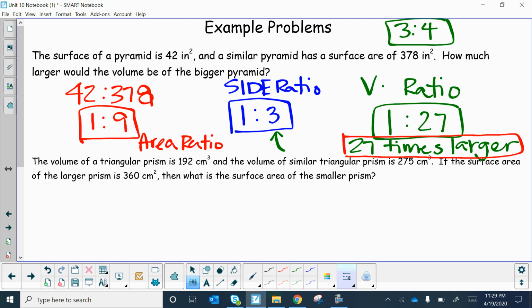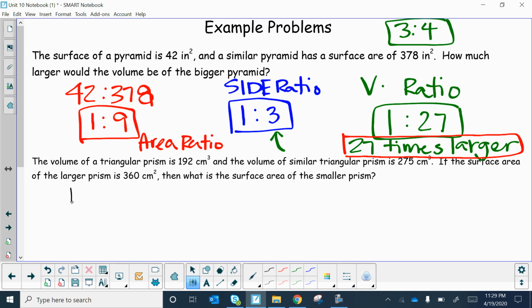So it says the volume of a triangular prism is 192 cubic centimeters. And then the volume of a similar triangular prism is 275 cubic centimeters. If the surface area of the larger prism is 360, then what is the surface area of the smaller prism?